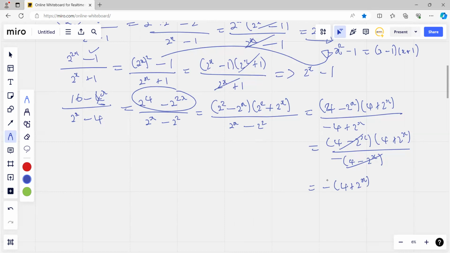Then when we simplify this, we're going to find negative 4 minus 2 to the exponent of x. Then this is our answer.